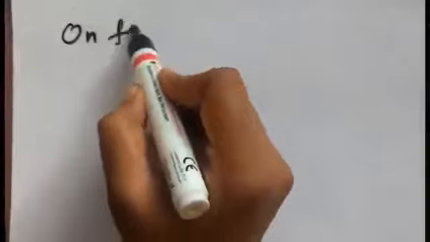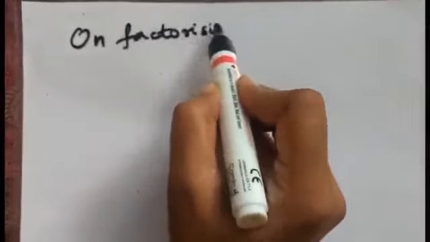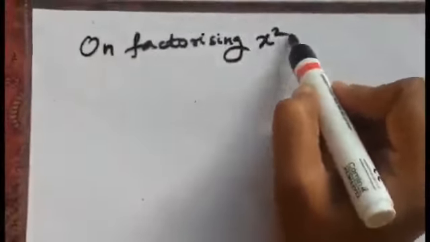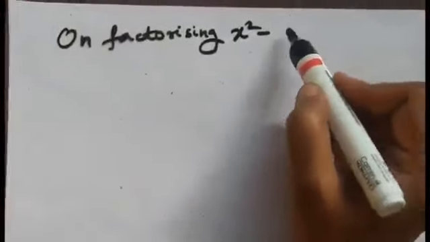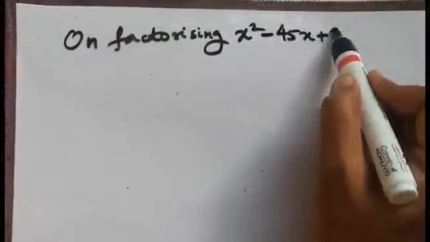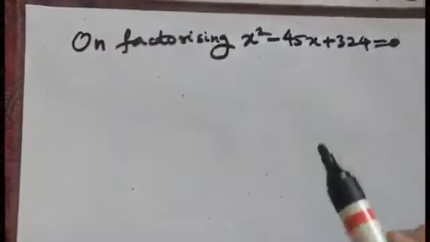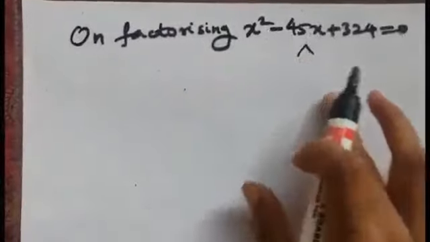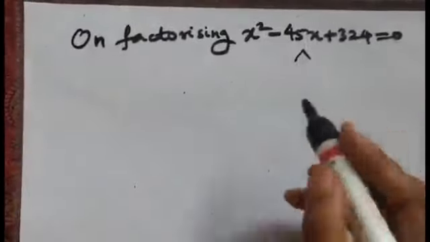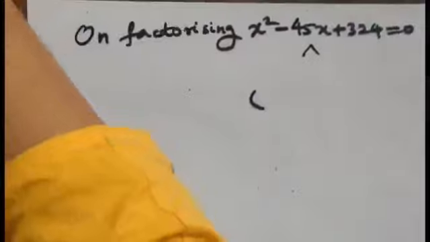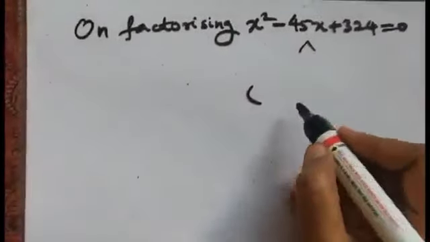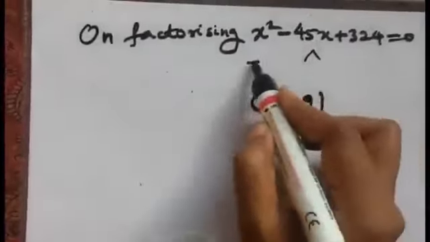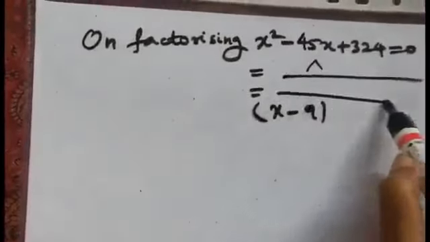Now after factorization, you have to write like this. On factorizing the equation x square minus 45x plus 324 equal to 0 using the splitting middle term method, I am not going to explain this part; you all have to split it. The factors you should get is x minus 9. This whole part you people have to do. Again and again I am telling you, do it.